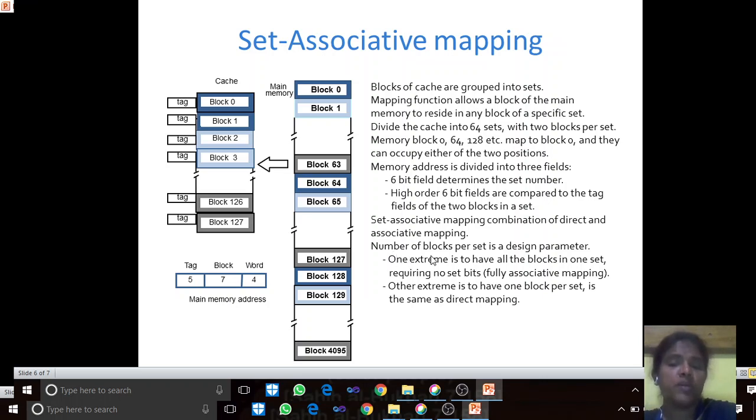The number of blocks per set is a design parameter. One extreme is to have all the blocks in one set, requiring no set bits. Then it is called fully associative mapping. The other extreme is to have one block per set, which is the same as direct mapping. This is a range from fully associative to direct mapping.